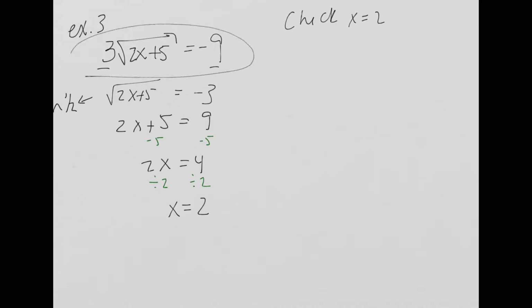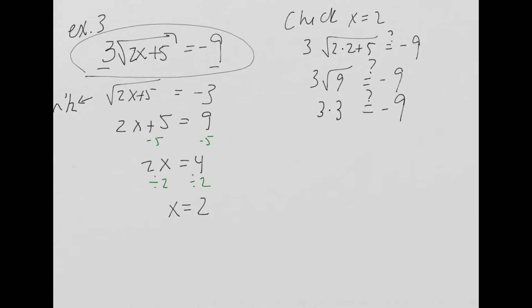Go back to my original equation. Everywhere I see an x, put a 2. And we're going to say, does this equal negative 9? So the square root, well, 2 times 2 is 4. 4 plus 5 is 9. So this is really 3 times the square root of 9. The square root of 9 is 3. So I get 3 times 3. Well, 3 times 3 is 9. Is that equal to negative 9? No, it's not. So this is not a solution.